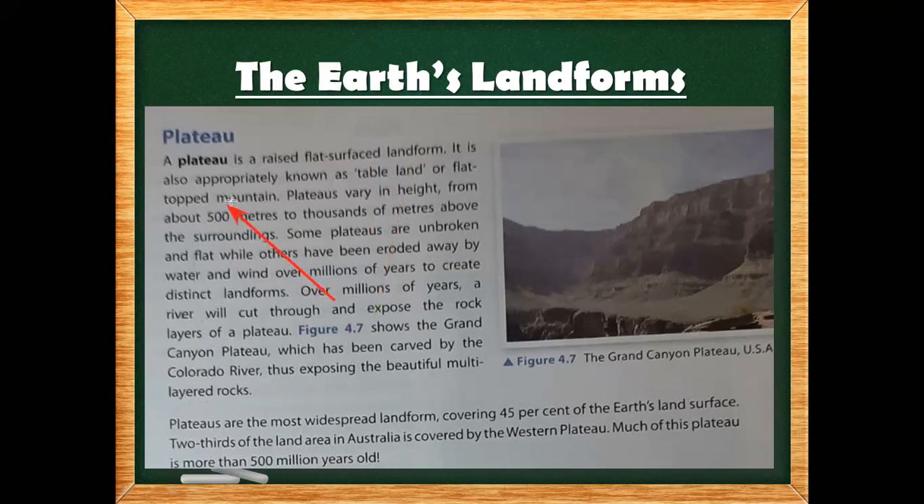It is appropriately known as a tableland. As you see, a table is always flat. Flat means straight. There are no ups and downs on that table, but there is a point. The second point is that it's known as a tableland or flat-topped mountain.